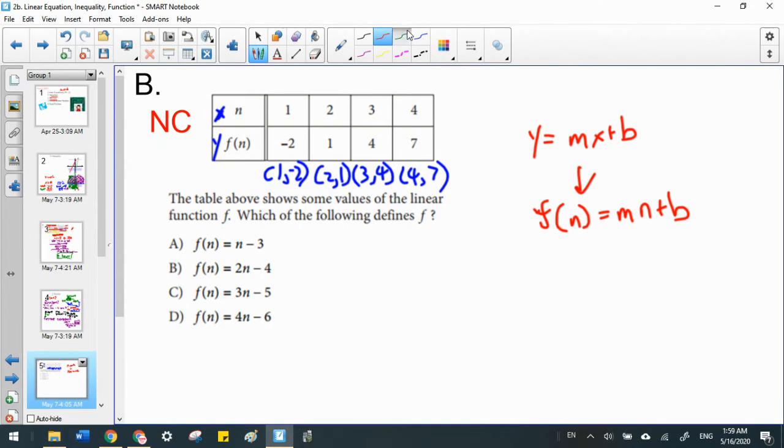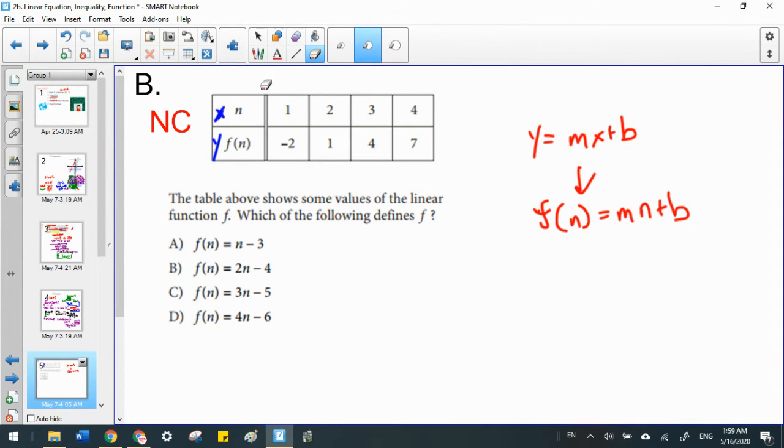So now we really just need to treat this problem like a regular linear equation, and that's going to get us the function super, super quick. So first things first, I'm not going to try to discover the y-intercept. I'm going to try to discover the slope. Every time the x value seems to go up by 1, the y value is going up by 3.